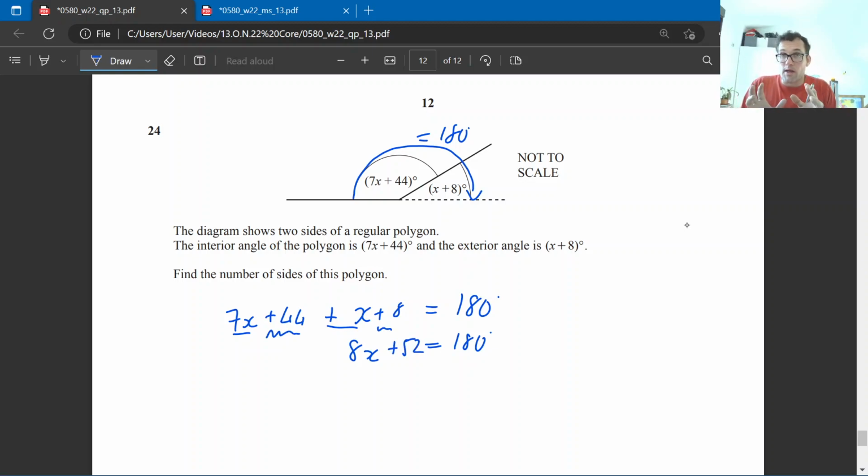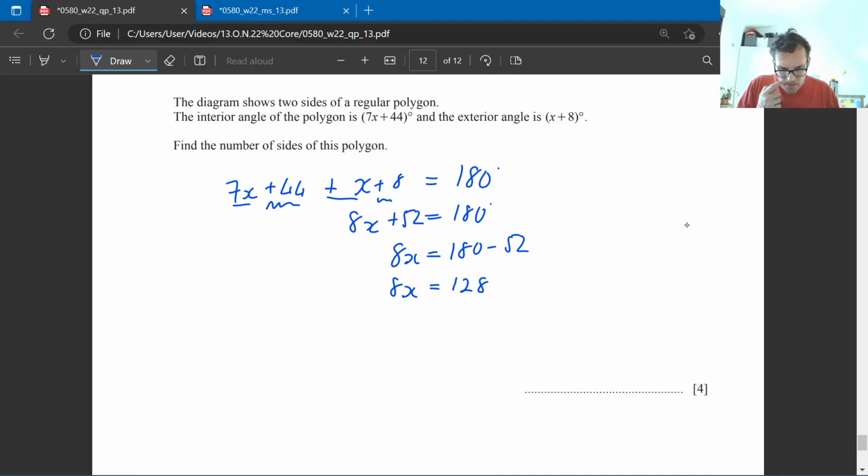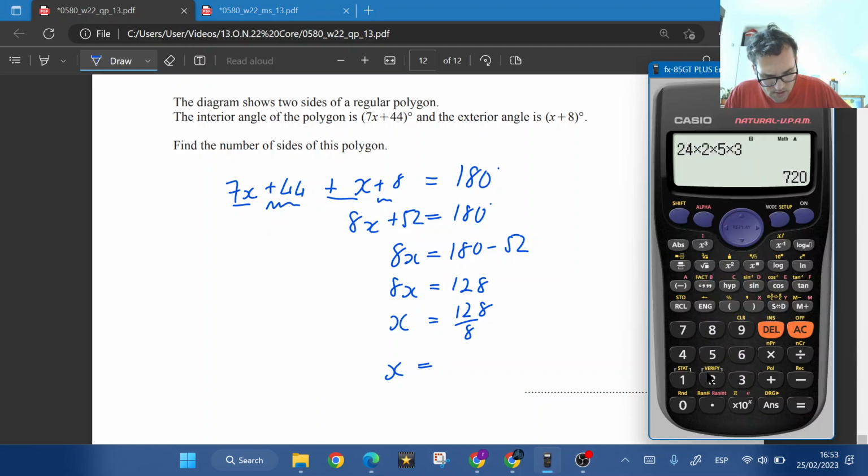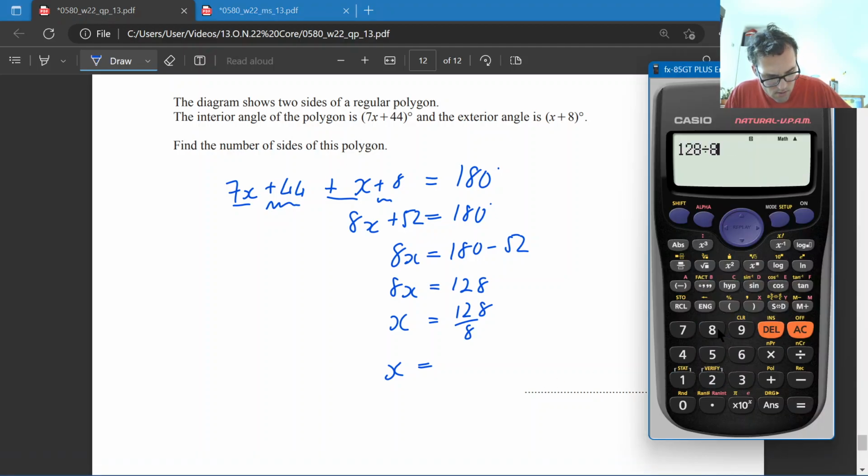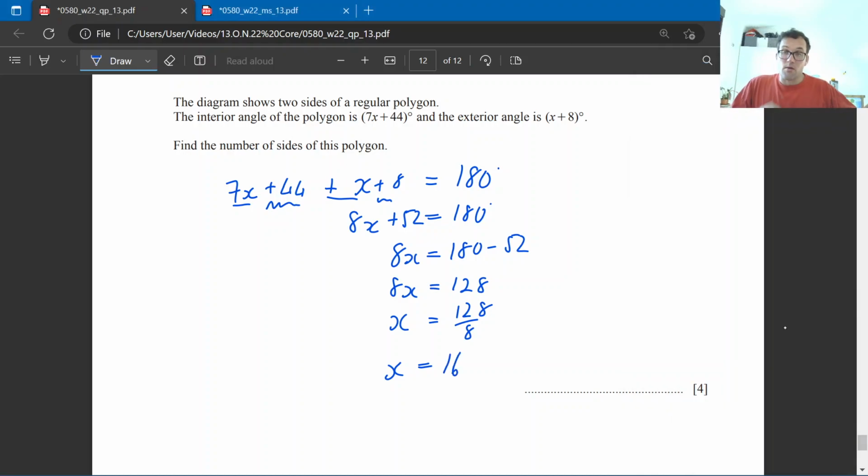Now we can work out what x is just by rearranging things and subtracting. So subtract 52 from both sides, or subtract 52 from the other side. So that will give us 8x equals 128. And then divide both sides by 8, or divide the 8 on the other side. So that will give us, what's that? That's going to be a decimal, no? 16. X is 16. Right, we're making progress.